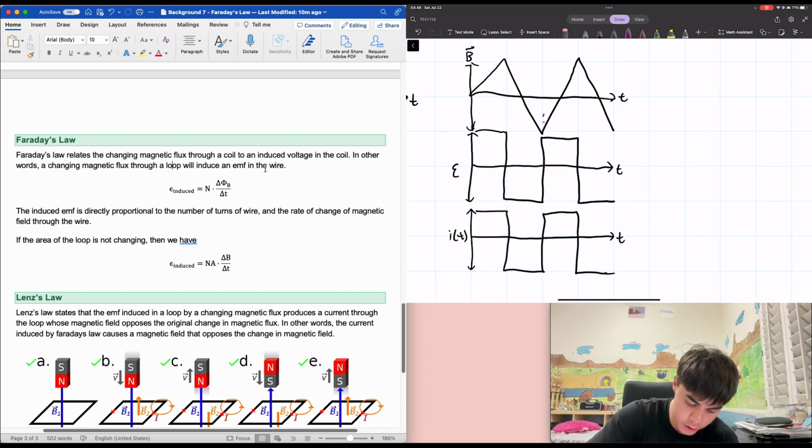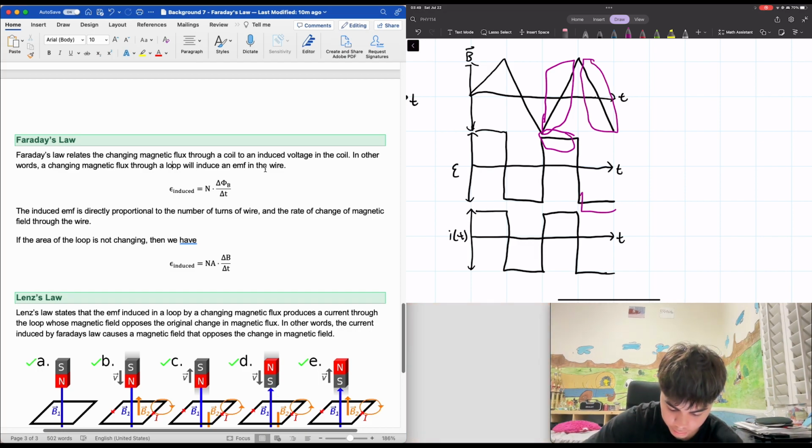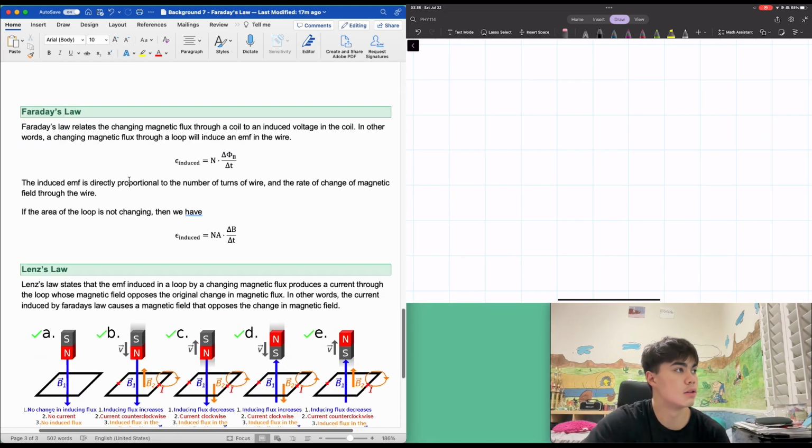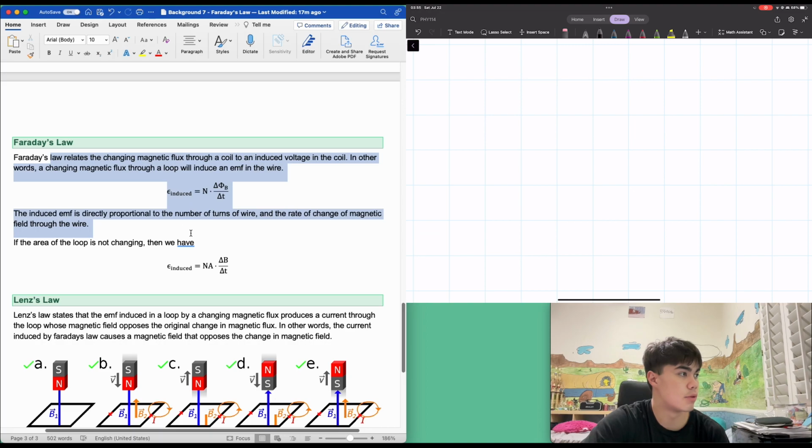So this change in magnetic flux is what causes the EMF. Here we have a decrease in magnetic flux, so we have a negative EMF. That's all that Faraday's law states, and here is the equation that relates the magnitude of these graphs. So now we're going to put this equation into practice.